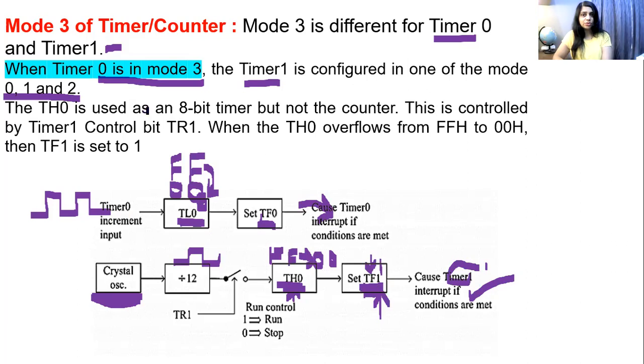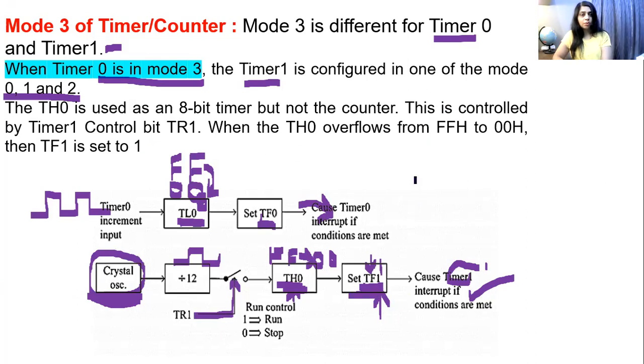TH0 is used as an 8-bit timer but not a counter. Here we are using TH0 as a timer because its source is the crystal oscillator. We are not using it as a counter. We are using it as a timer because we are giving the internal clock frequency. This is controlled by the timer 1 run control bit TR1. TR1 is used to switch it on and off, as we have seen in the earlier diagram. When TH0 overflows from FF to 00, then the TF1 flag will be set to 1.